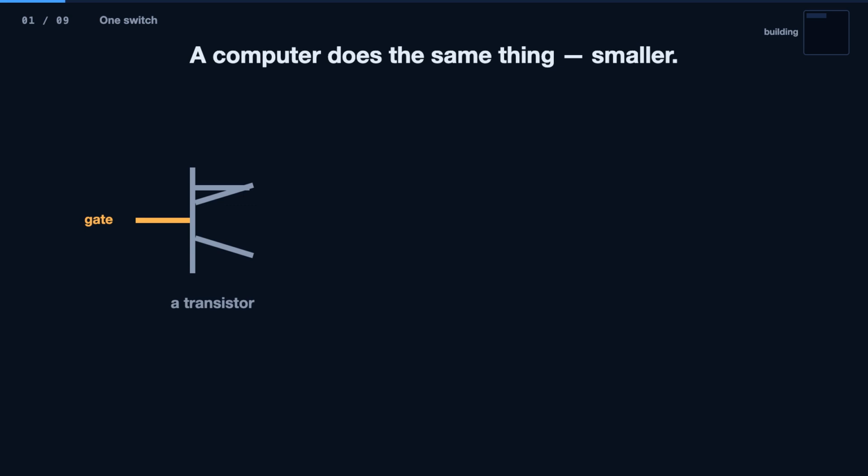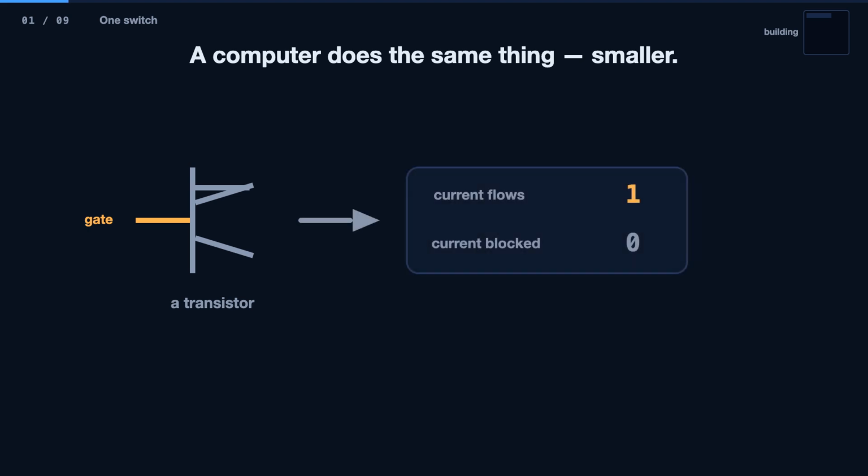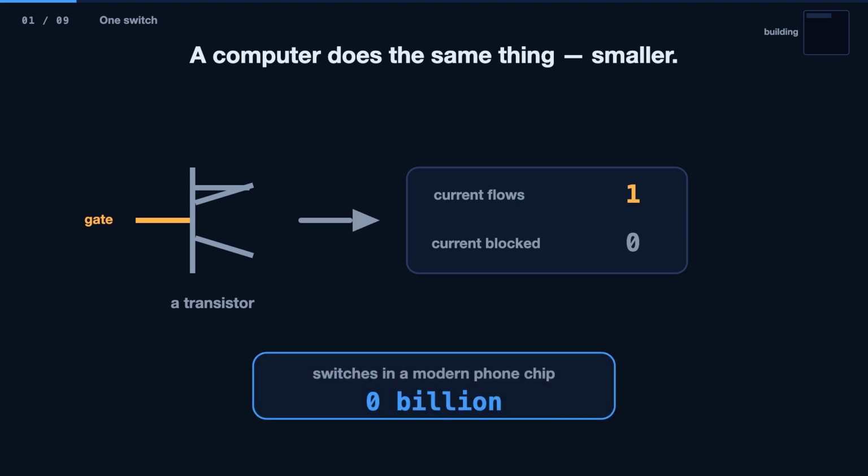A computer does the same thing, just smaller. A transistor is a switch with no moving parts. Current flows or current is blocked. We call one of those 1 and the other 0. A modern phone chip holds around 20 billion of them, each one flipping billions of times a second.